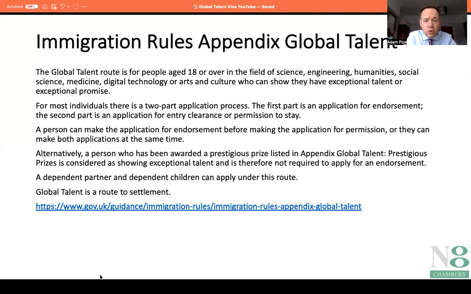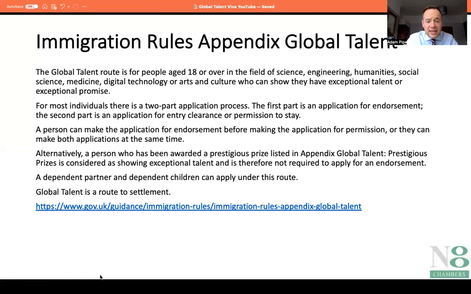For most individuals, there's a two-part application process. The first part is an application for an endorsement, and there are various endorsing bodies in the different specialisms. You apply for that endorsement to the Home Office, although if you're in the digital technology sector, and at the moment the endorsing body is still Technation, you also have to make a separate application to Technation. And the second part is an application for entry clearance or permission to stay.